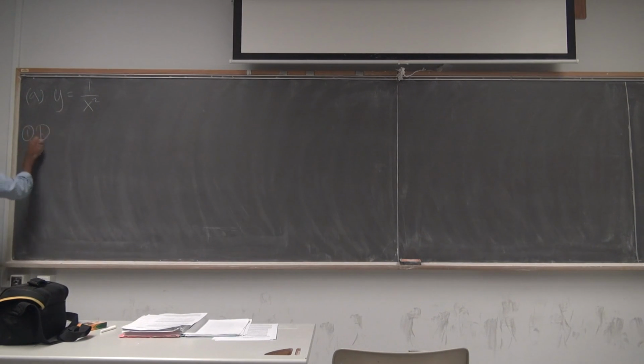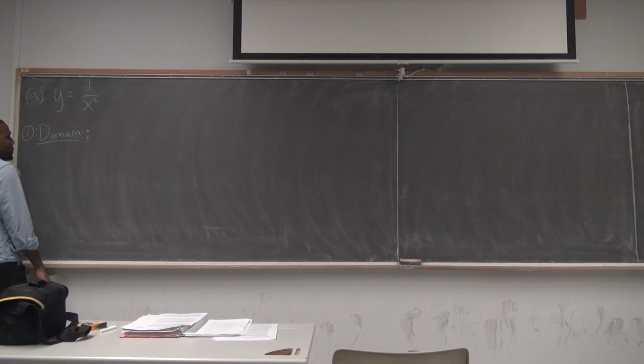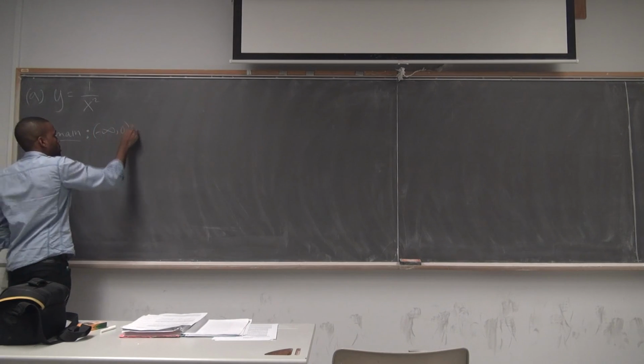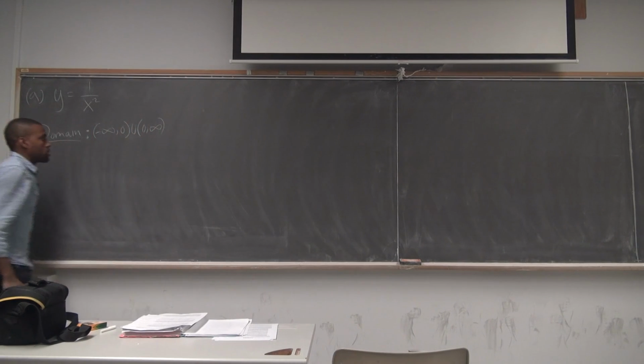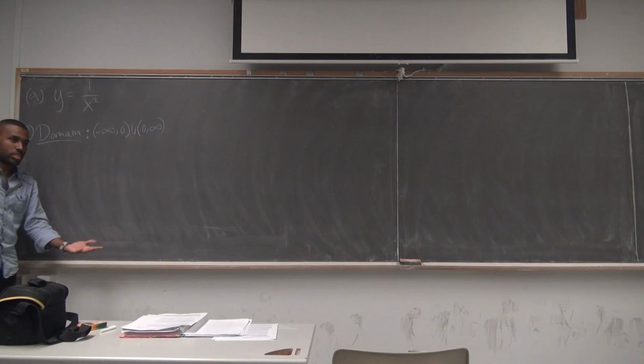So step one, domain. What's the domain of this function? It can't equal 0. How do I write that down? Negative infinity to 0, union 0 to infinity. Right. So from the beginning of the problem, I know now 0 is a bad point. So I cannot plug in 0. I need to avoid 0. If anything is going on at 0, there's actually nothing going on at 0, because 0 doesn't exist.